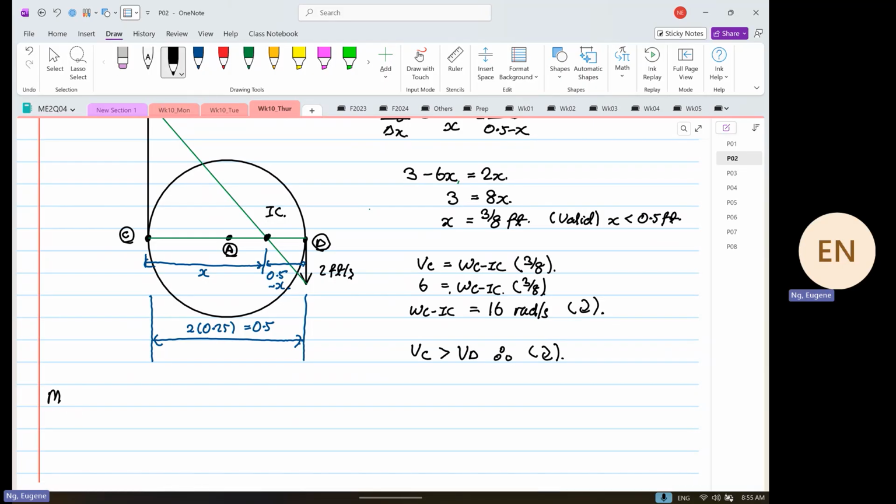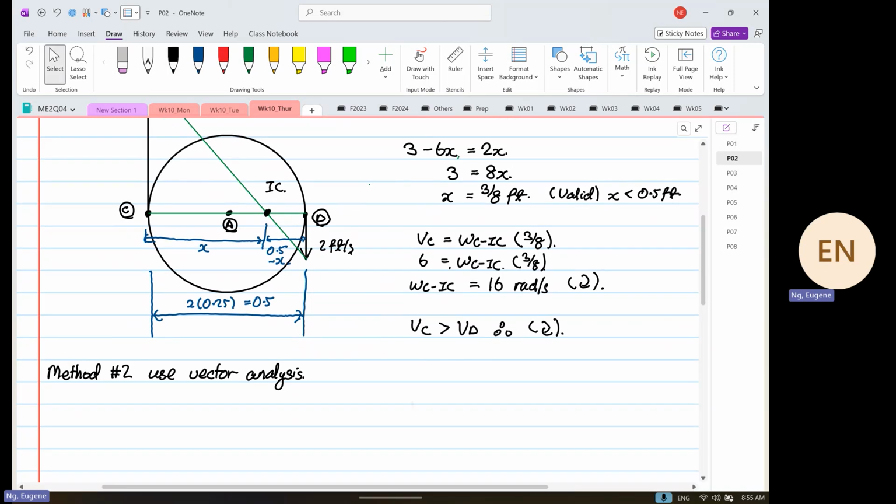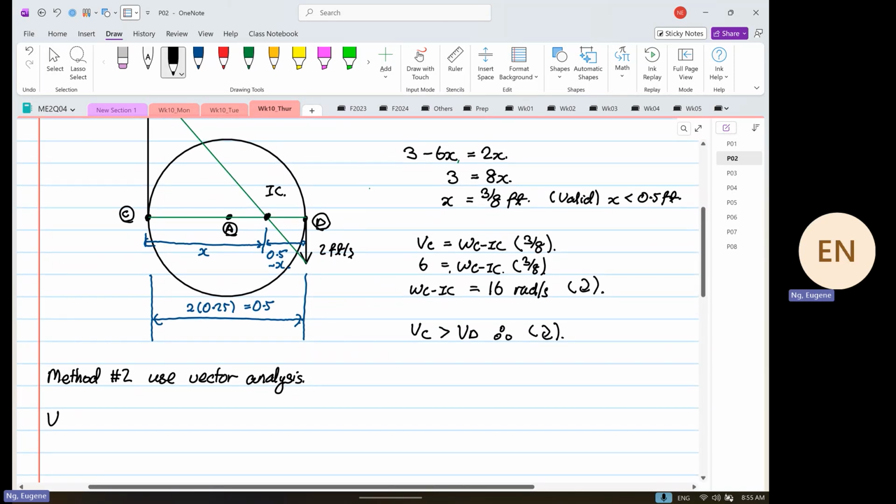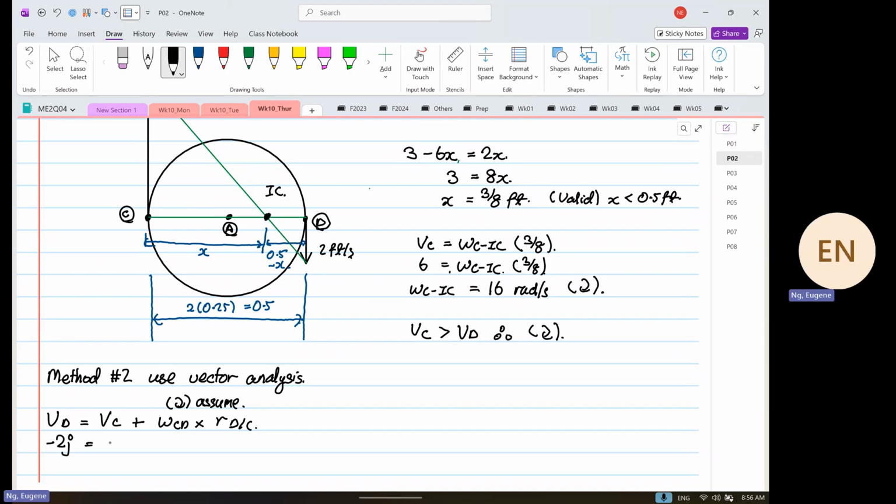So method number 2. We are going to use vector analysis. Okay. VD equals VC plus omega cross R, D from point C. We are going to assume clockwise.